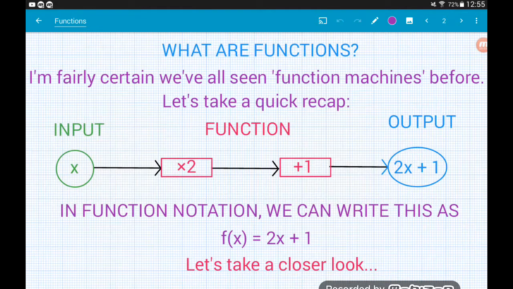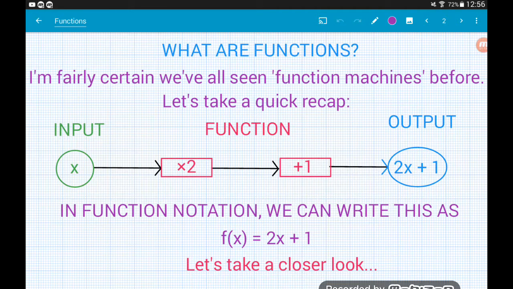So let's reintroduce the idea of functions then. You probably remember at some point, maybe primary school or early on in secondary, you will have come across these things called function machines. Now they're usually a little introduction to algebraic equations. In a function machine, you start off with something called the input, and then it goes through the machine. When it goes through the machine, certain processes happen to it, or we can call this part the function, and then at the end you get your output.